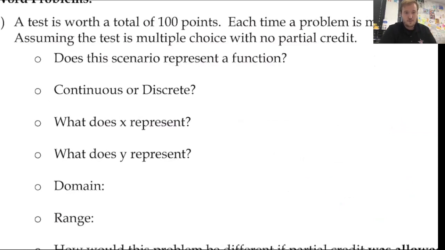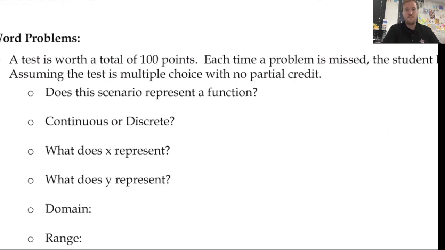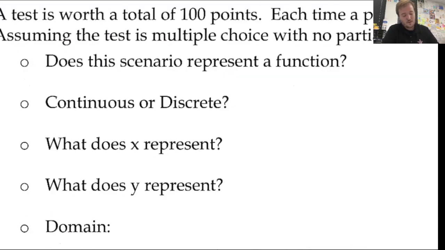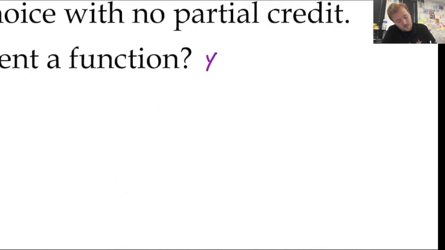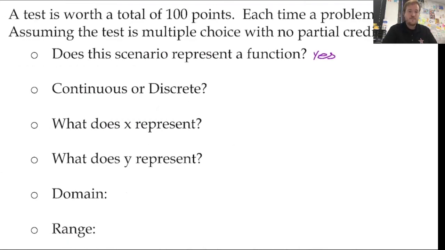All right, so let's kind of go through these parts. So does the scenario represent a function? So think about it. Can you miss 3 questions and then 3 questions? Nope. So this is a function. Okay, so is this continuous or discrete? So here's the thing. If it's a multiple choice with no partial credit, can you miss 2.5 questions? Can you miss a part of a question? The answer is no. If it's a multiple choice with no partial credit, it's very cut and dry, which means this is discrete.